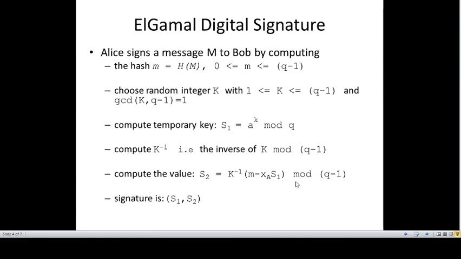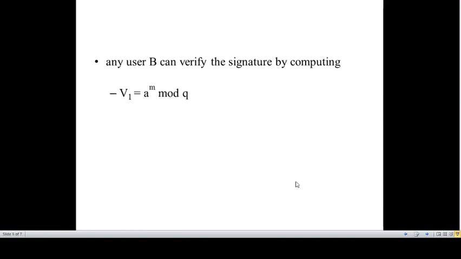Now what happens at the receiver side? Any user B can verify the signature. How can he verify the signature? By generating V1 and V2. The formula for V1 is A raised to M mod Q. What is A over here? The primitive root that you have selected, raised to M, where M is the message digest that you have calculated, mod Q. And then you have to generate V2. So V2 is YA, the public key of the sender, raised to S1, and S1 raised to S2 mod Q.